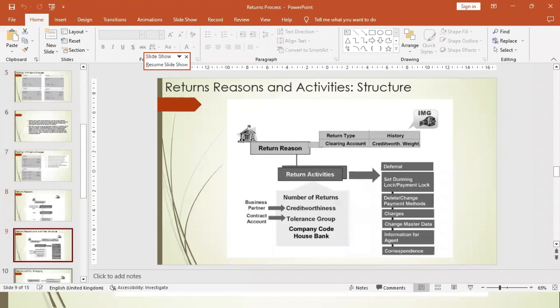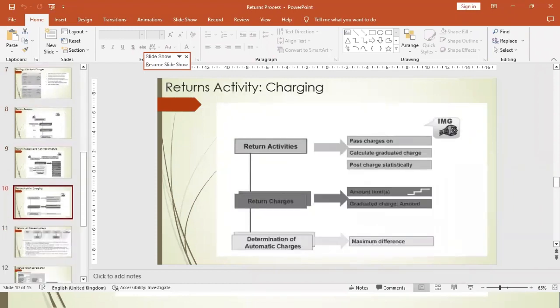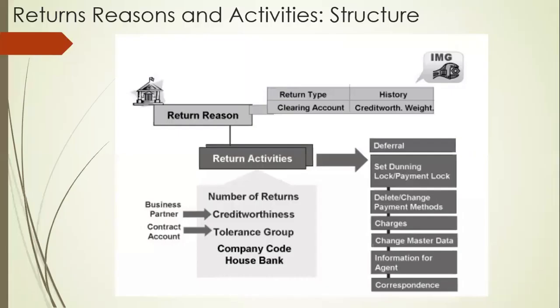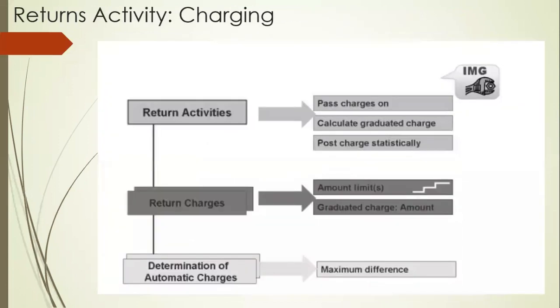Right. So next is how the return charges will be applied. So in return activities, pass the charges on, calculate the graduated charges, and post charges satisfactorily, like whatever the configuration is, how much charges you need to apply, that needs to be done, and check the amount limit. So this limit is the most important stuff. If you are applying some charges which are beyond the limit, it is difficult to understand and difficult to recover.